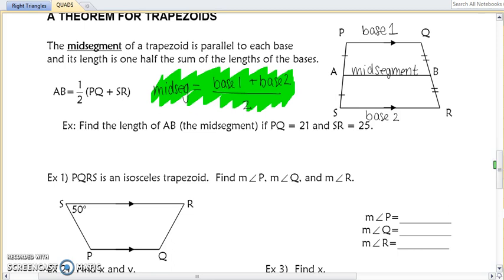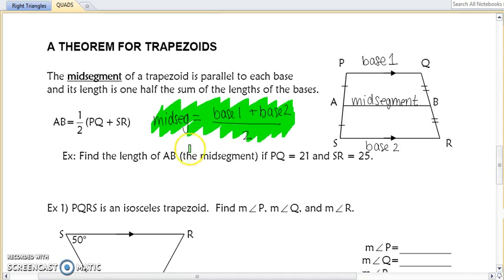So let's give this first example a shot. We want to find the length of the mid-segment, right? So we want to find the mid-segment. I'm just going to label it as X. If PQ, so P to Q, which is our base 1, is 21. If SR has a measure of 25.